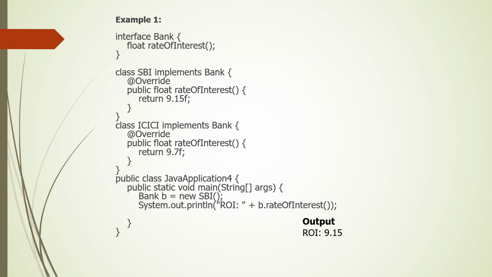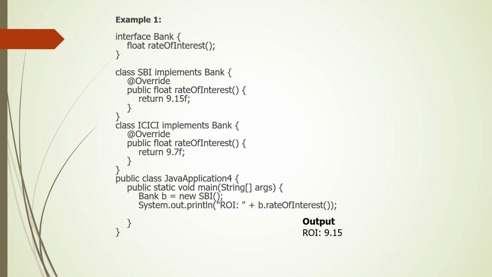There is an example given here. The interface name is Bank. It has a method rate of interest. Then we have a class here, its name is SBI. It implements the Bank interface. And here we have the keyword @Override. It is optional. We can give it or not, because the main interface's methods will be implemented in different ways by the classes. So this is called overriding. In the class, we are implementing that particular method.